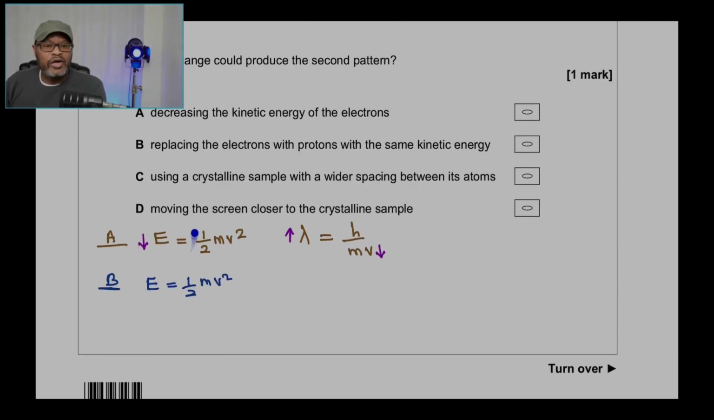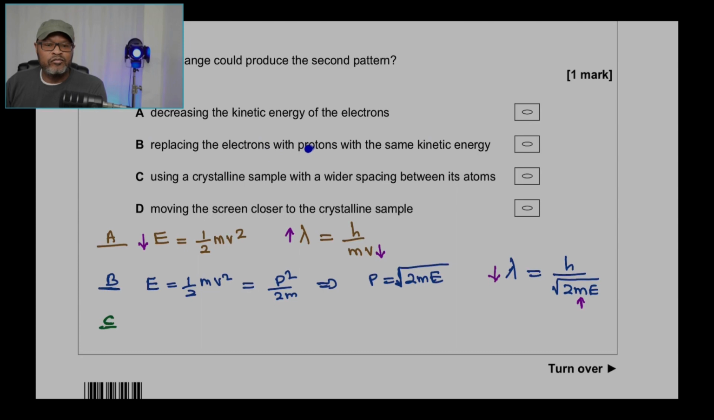For B, where we have replacing the electron with protons with the same kinetic energy, we've got the kinetic energy now, and that implies that we can make p, the momentum, the subject. Lambda will be equal to h over root 2mE. When the wavelength goes down, the mass will go up, because we're talking about replacing the electron with protons, so the mass will be higher, because a proton is 2000 times heavier than the electron.